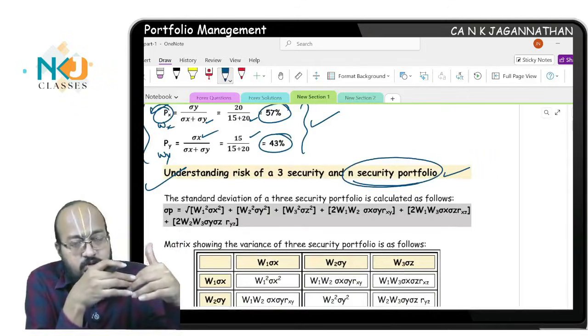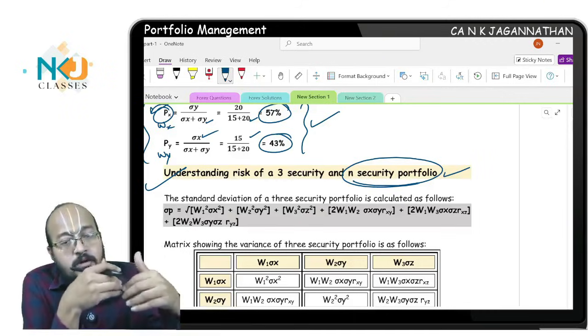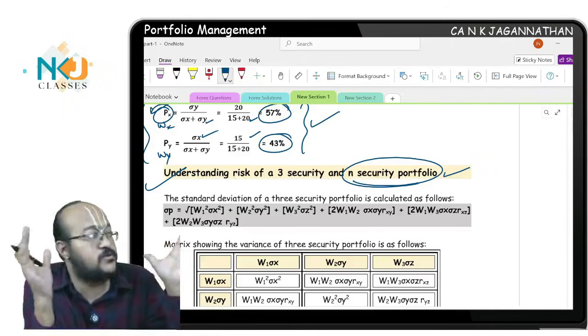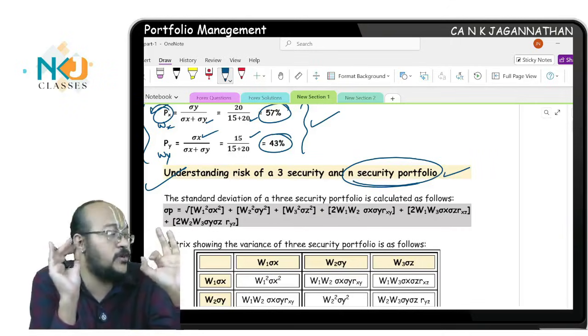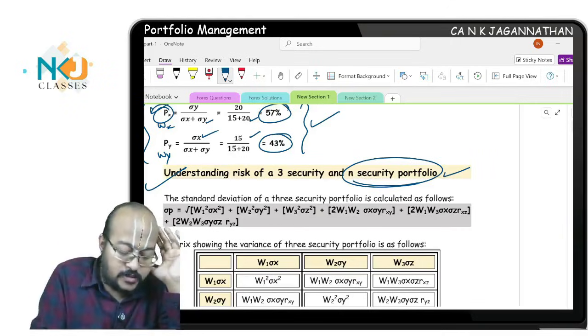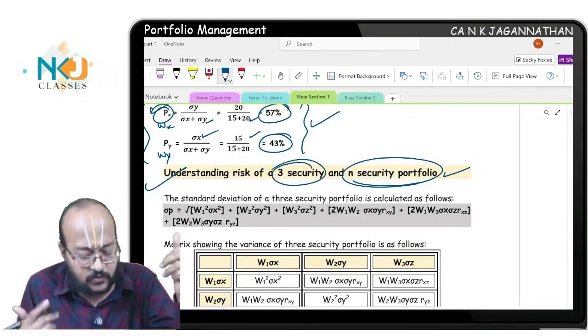Weight 1 square sigma x square plus weight 2 square sigma y square plus 2 into w1 w2 sigma x sigma y, correlation of x and y. This big formula we use now, for a 2 security portfolio. Now we will try to understand the 3 security portfolio, or for that matter an n security portfolio. Any number of securities you take, how to understand the formula.